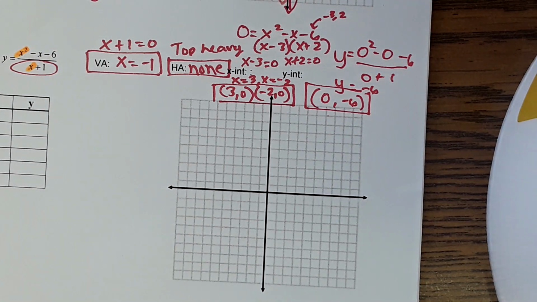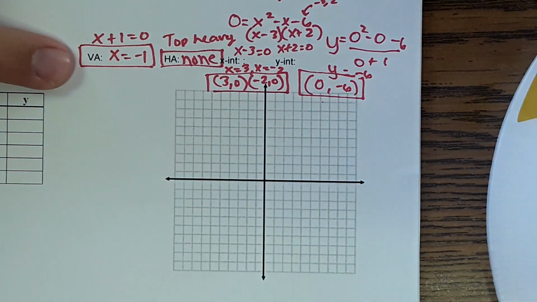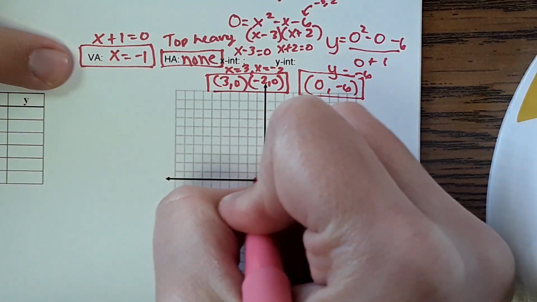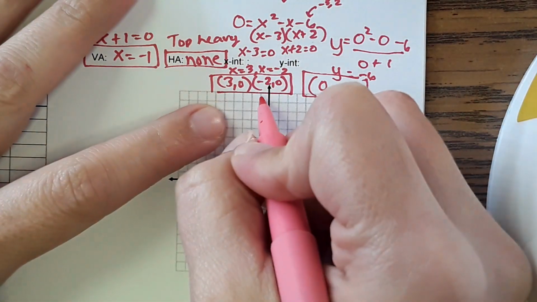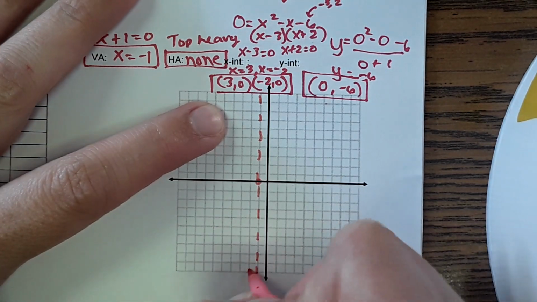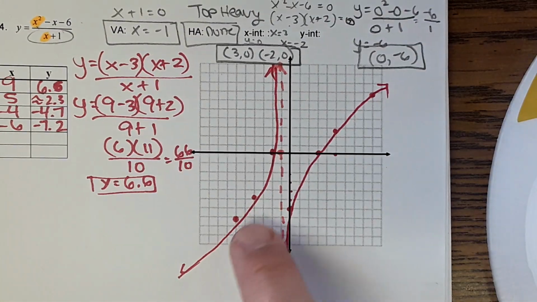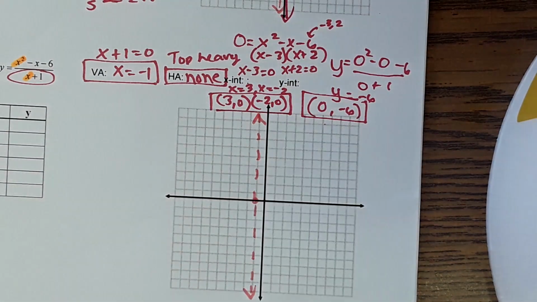Then we graph what we got. Vertical asymptote is at x equals -1. And then put a dotted line. There is no horizontal asymptote. Our graph is going to look a little bit different. It's going to look more like this, just FYI. So that's where we're headed with this. I'm going to plot the points that I have so far.